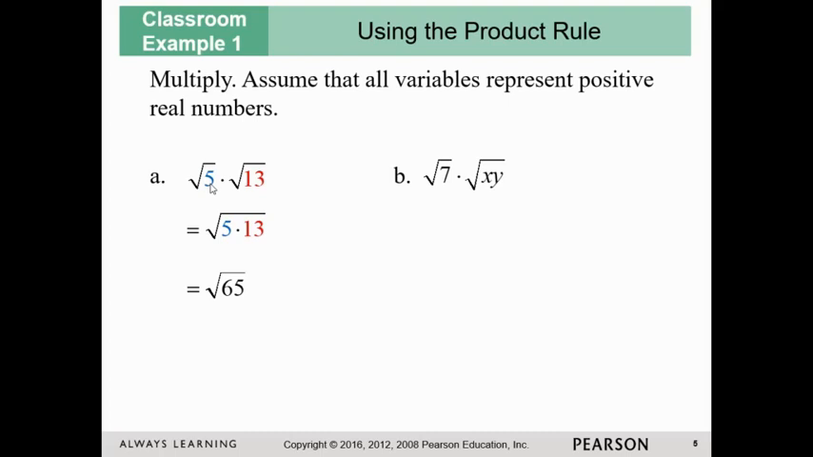In B, we're going to use the product rule on that. We would take 7 times xy, and we end up with the square root of 7xy. Once again, they're of the same index, so we can combine them in that way.